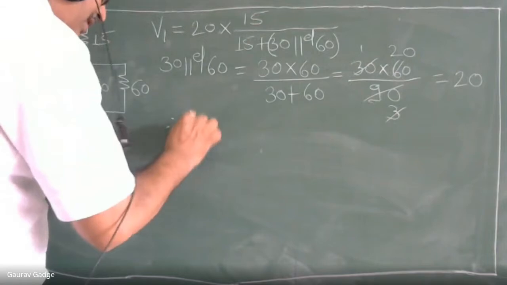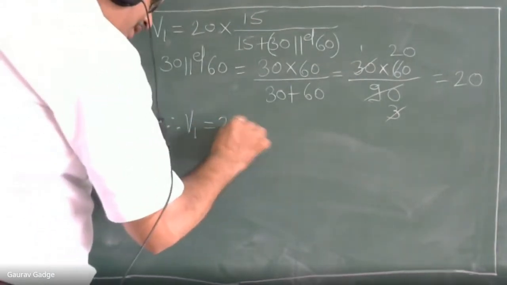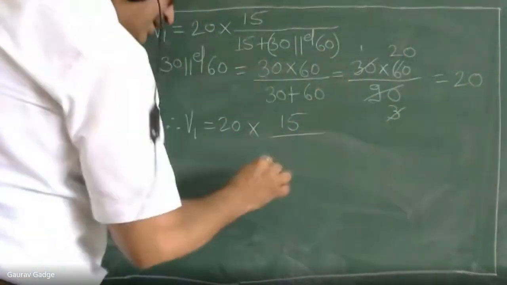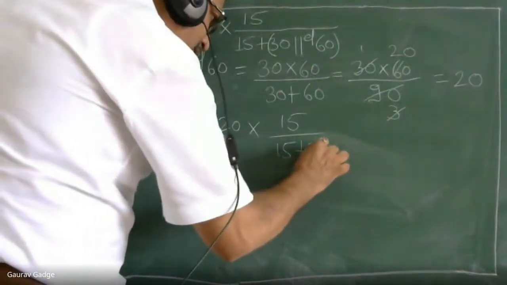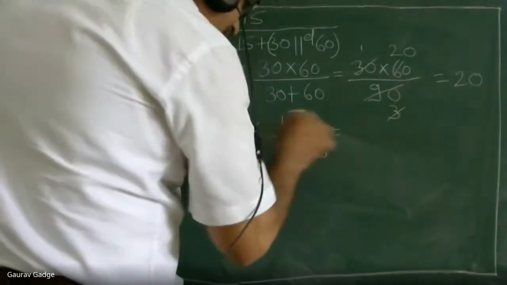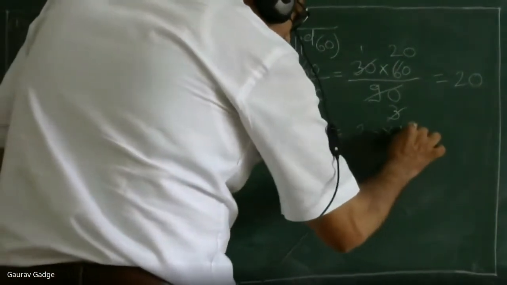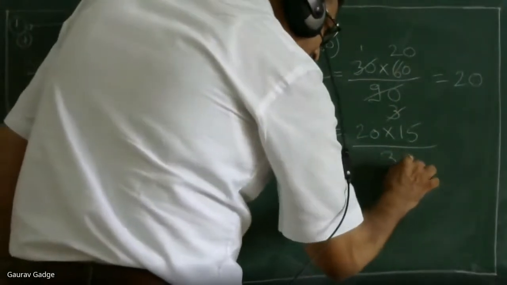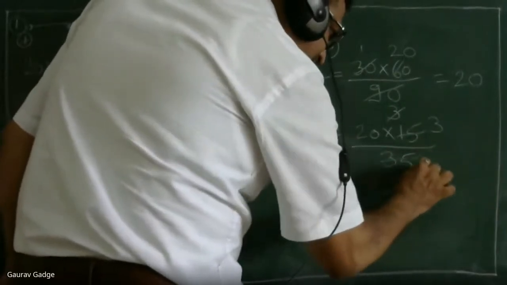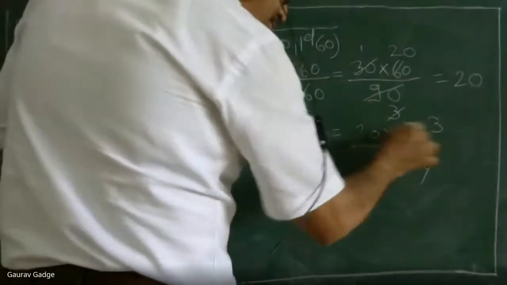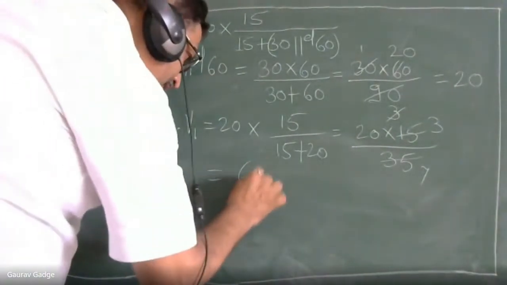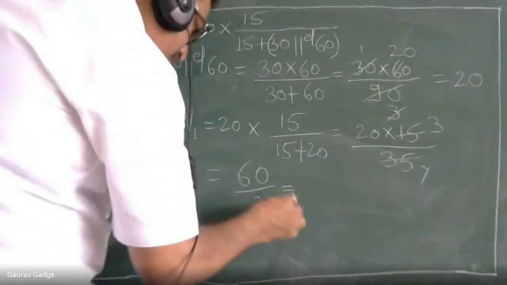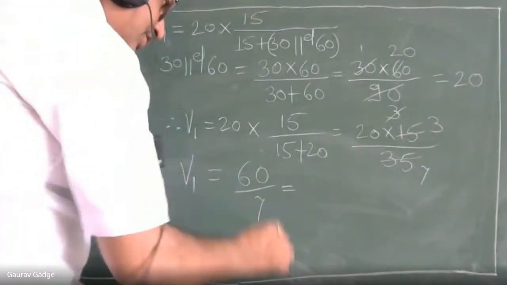Therefore, V1 is equal to what I get now: 20 multiplied by 15 divided by the parallel combination which I am getting, that is 15 plus 20. Now how much is this value? It is 20 into 15 divided by 20 plus 15, that is 35. So 5 threes are 15, 5 sevens are 35, so 300 divided by 35, that is 60 divided by 7. So now you get the value of V1 is equal to 60 by 7.